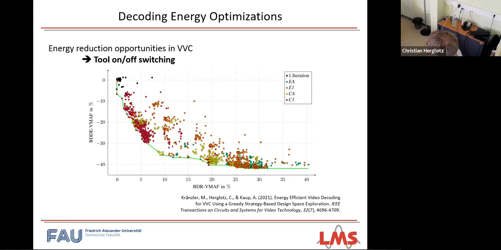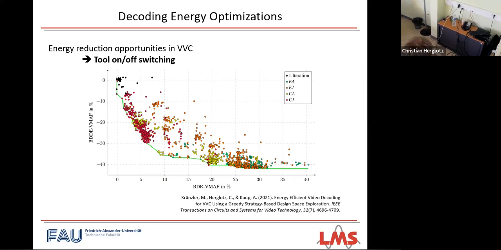So a set of tools that is switched on and off in some manner. I don't have the exact values of that, of course, because it's a lot of zeros, ones, zeros, ones, ones, ones, zeros, and so on in a big list. But all of that is one configuration of the encoder. And he did the encoding. He measured how much energy we need for decoding. And he found that only by using this tool on and off switching, we can reach up to 40% of energy savings on average down here.